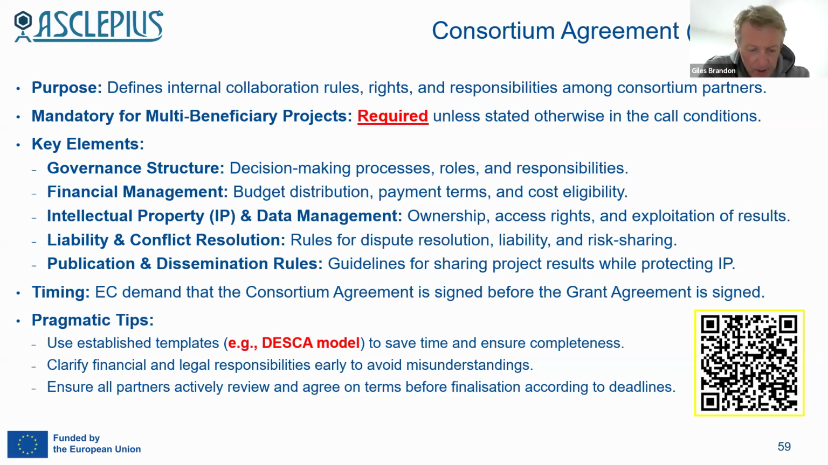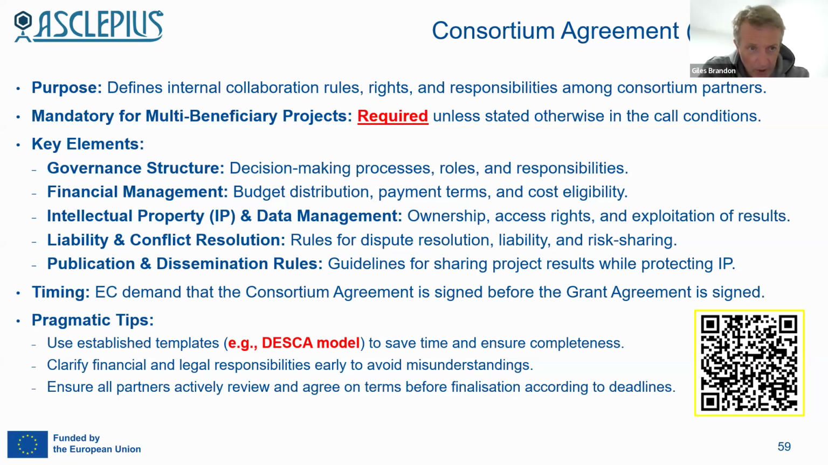Consortium agreement. So for all Horizon Europe projects, unless it's a project which has just been done by one partner, like an ERA chair proposal, for all the others, they involve consortia. If that's the case, then you need a consortium agreement.